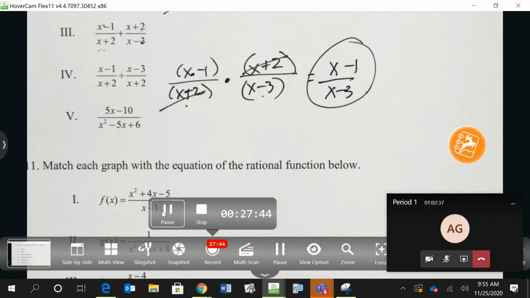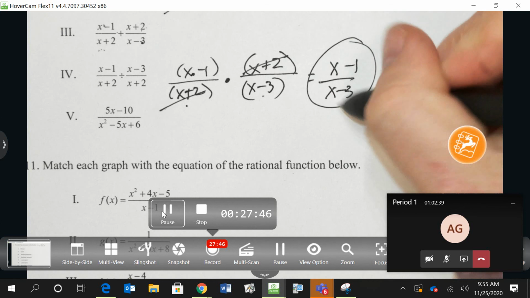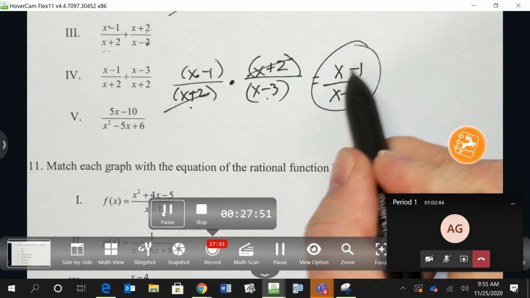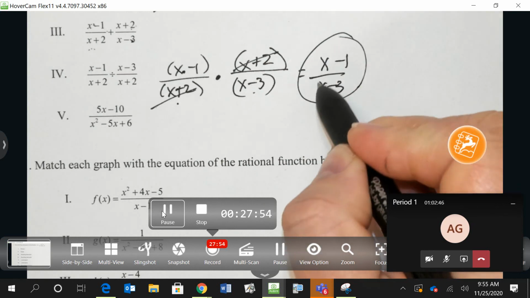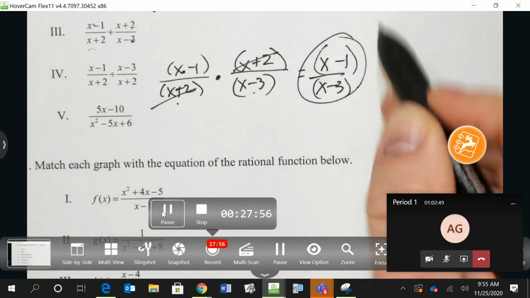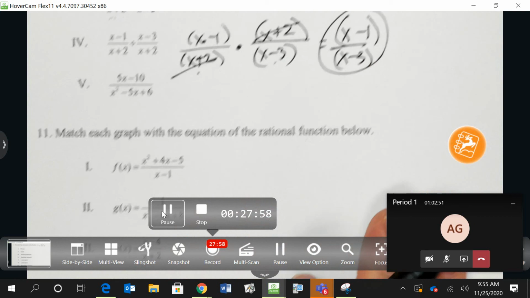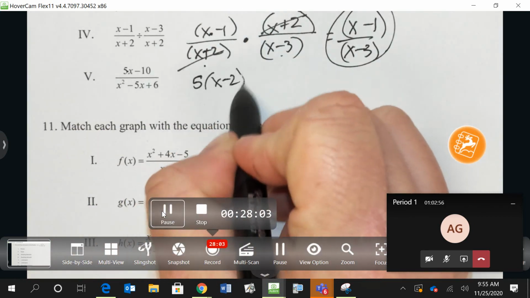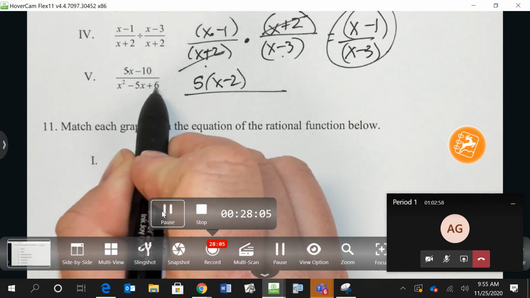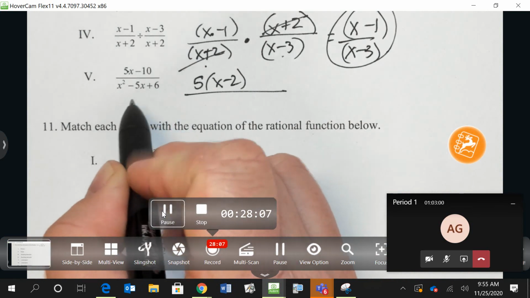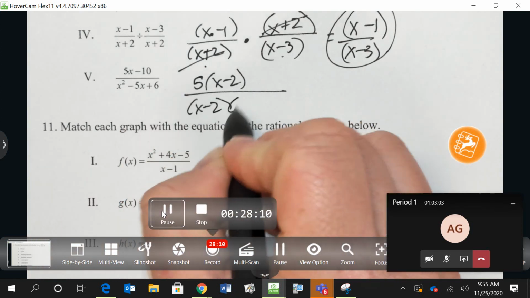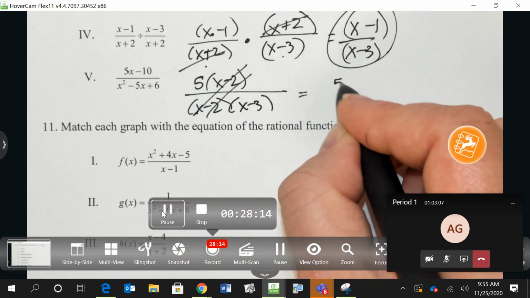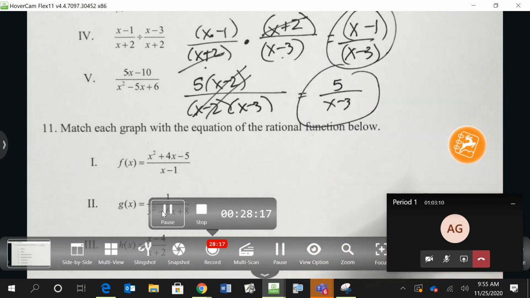Now, a really common mistake is students want to continue to try to simplify, and they want to cross out the x's, and then they get negative 1 over negative 3. Can't do that. This x goes with x minus 3, and this x goes with x minus 1. That's in full simplified form. Down here, I'm going to take out a 5, and I'm left with x minus 2. On the bottom, what multiplies to equal positive 6 and combines to give you a negative 5? x minus 2 and x minus 3. Again, they simplify to equal 1, and I have 5 over x minus 3.